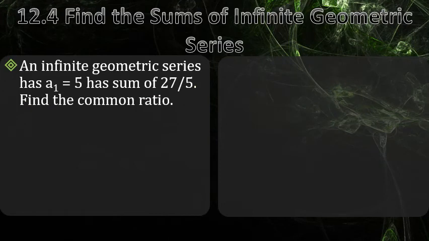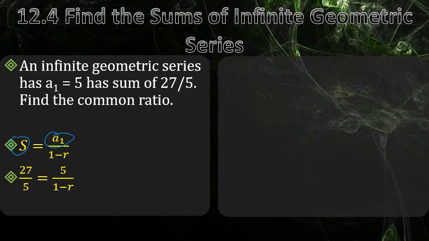An infinite geometric series has first term 5 and a sum of 27/5. Find the common ratio. Well, our sum is a1 over 1 minus r. a1 is 5. We're looking for r, but the s is 27 over 5. So fill in the s, fill in the a1. Oh, let's see. The easiest way to solve that is probably cross multiply. So if I cross multiply, I have 27 times 1 minus r and 5 times 5.